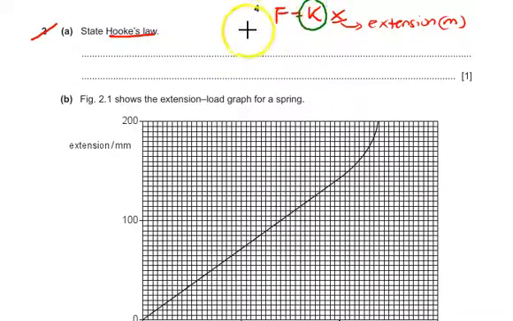If it's easily pulled or compressed, it is a low value of the spring constant. If it's a very strong spring, it has a very high value of the spring constant. So we can write it down. Okay, let me type it for you.